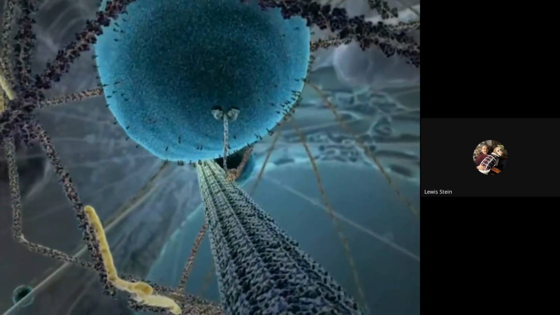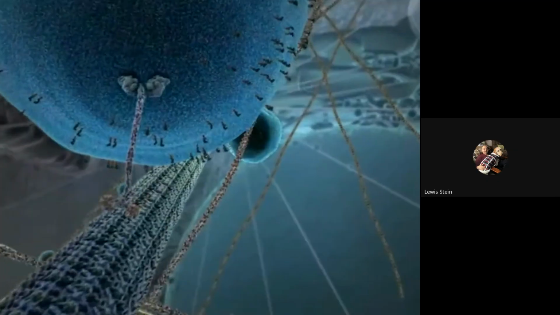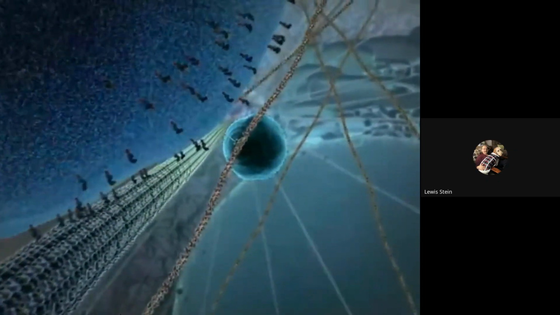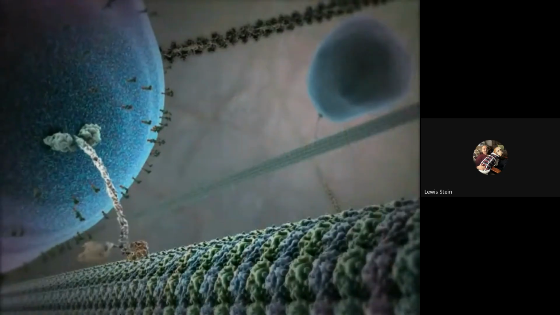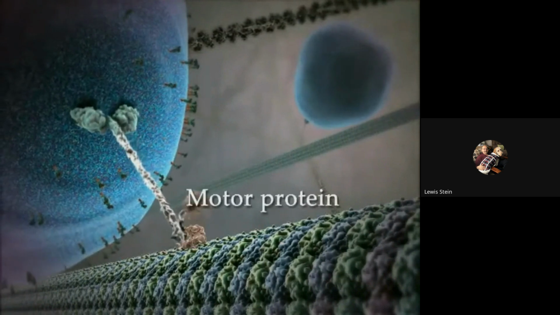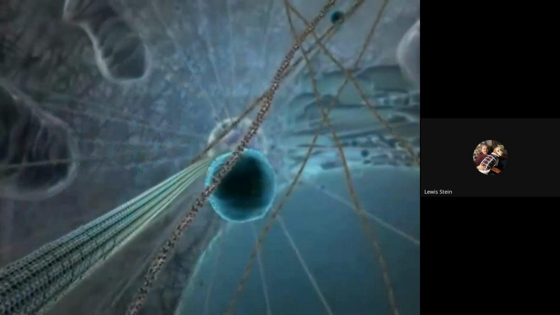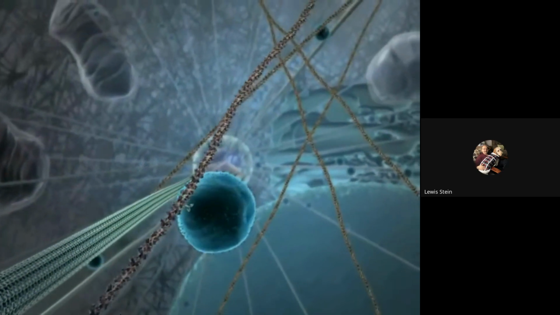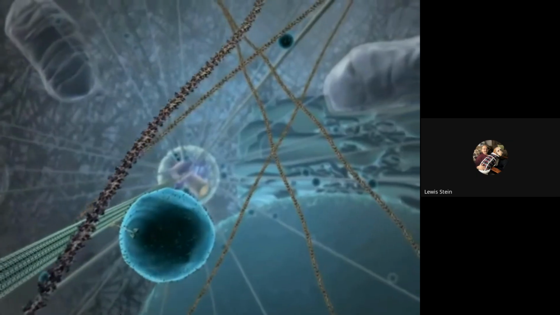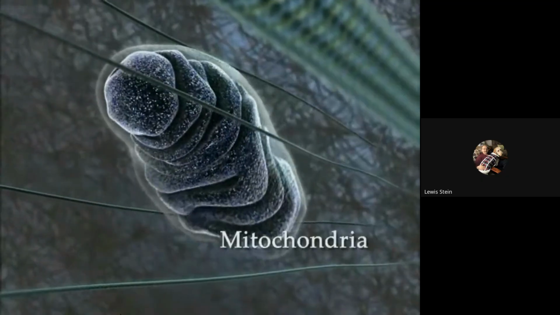This is a motor protein. But these vesicles, it's not random. They're being carried. And they just make it seem like it's walking. But you see, it's the mitochondria that moves.